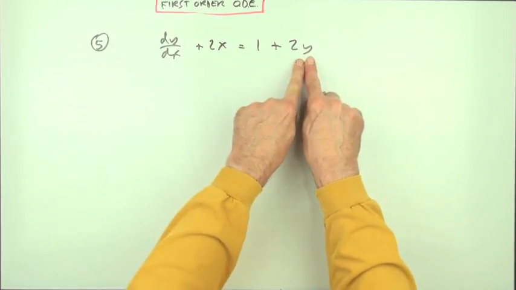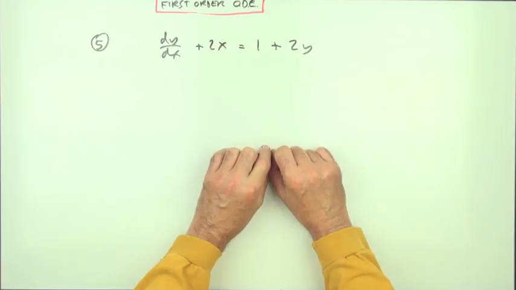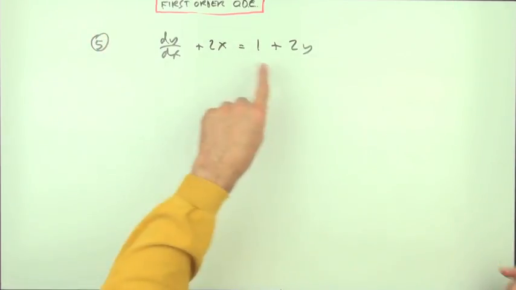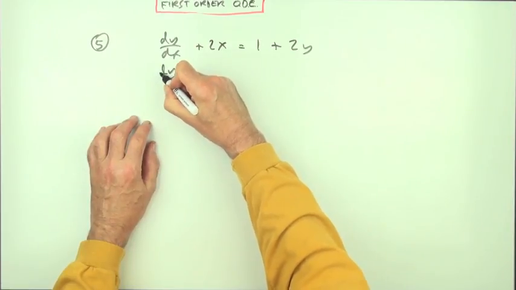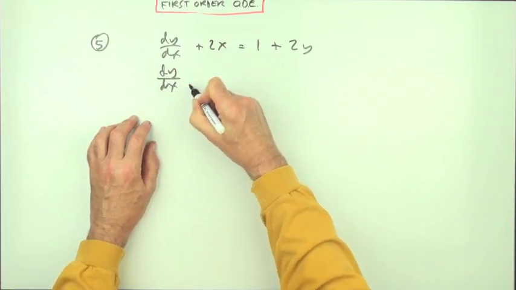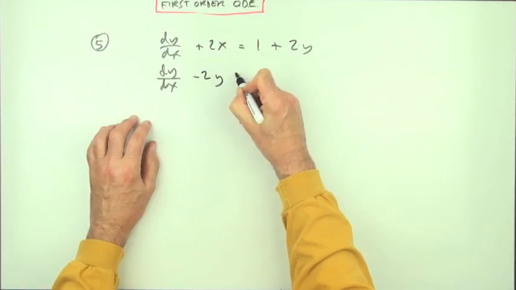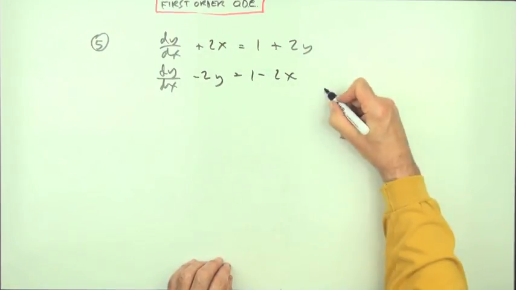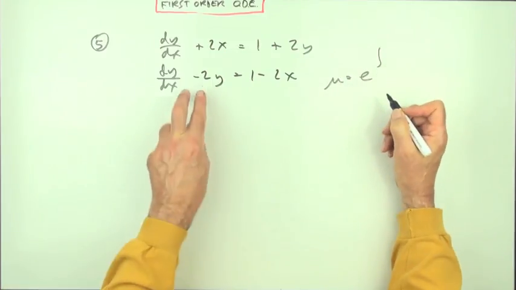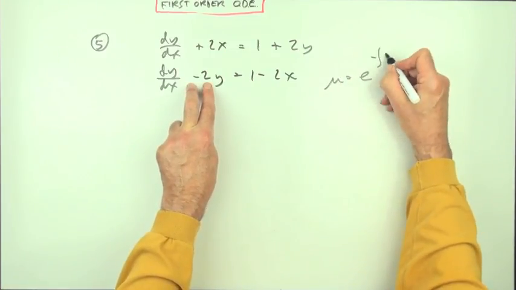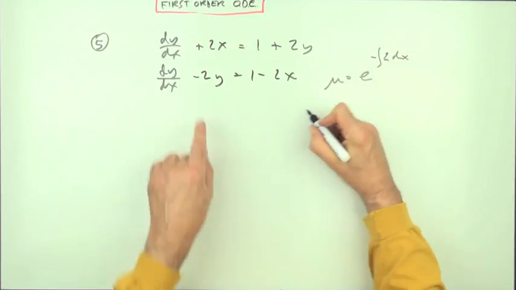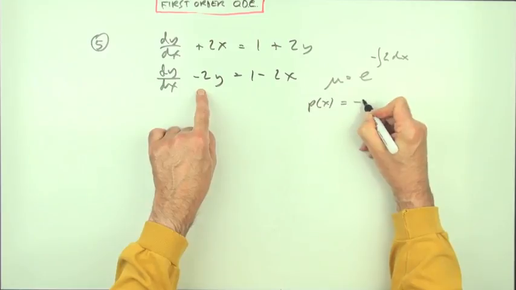This one is linear. It's got y on its own. There's no common factors there. So this will be an integrating factor. Just get it into the appropriate form. dy by dx, and that'll be minus 2y, and throw everything else over the other side as 1 minus 2x. Integrating factor will be e to the integral of, and p of x in this case is negative 2. Or I could just put that 2 at the front. Should have put that down here. P of x equals negative 2.